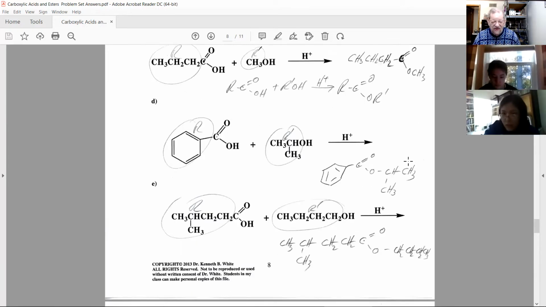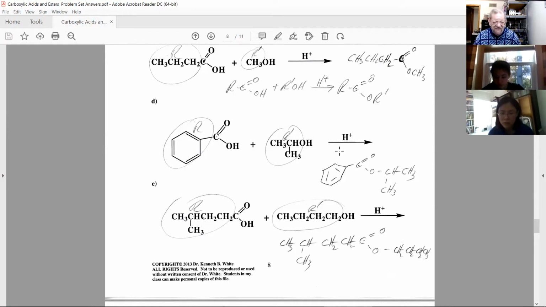So if we look at D, we have a benzene ring, but that's not going to react with an alcohol and acid. That's this, R group. Carboxylic acid, carbon hydroxyl group, alcohol. And notice you get an ester, R, benzene ring, carbonyl, oxygen. Now notice the hydroxyl group on R prime is to the center carbon. Therefore, the oxygen, the ester, will be to the center carbon of R prime.